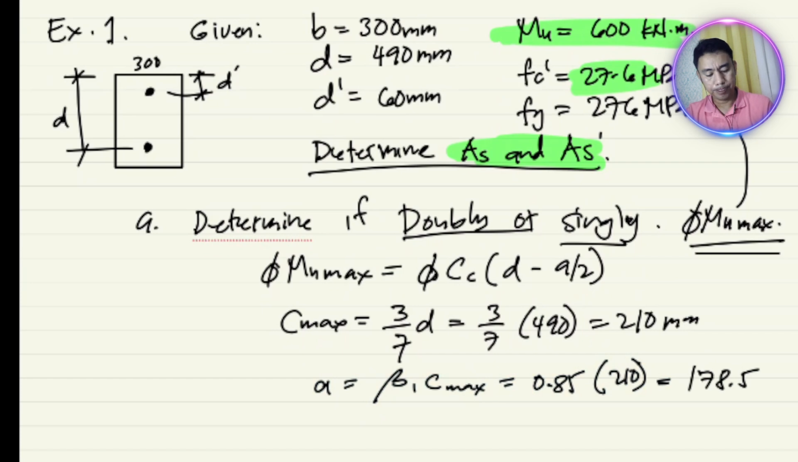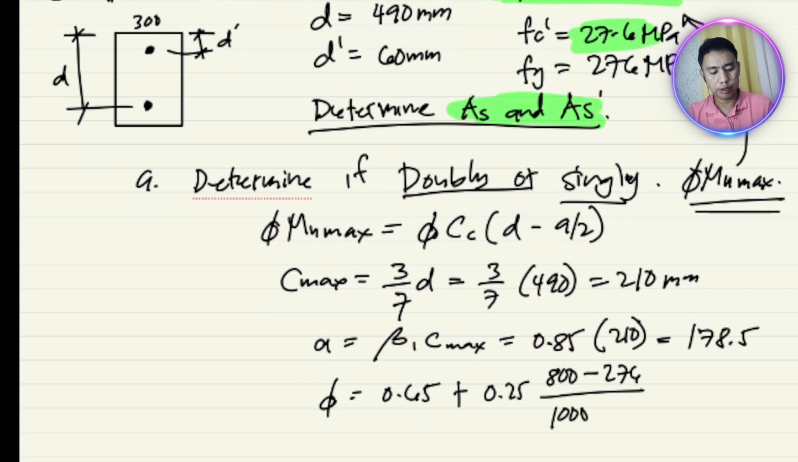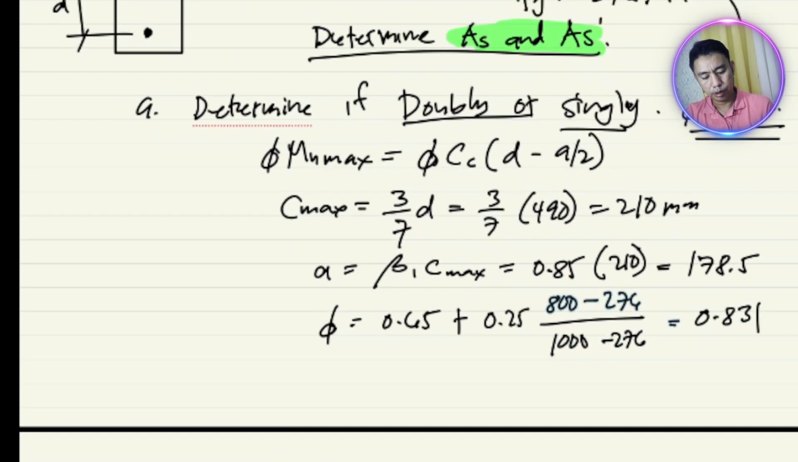Okay? Now, for maximum condition, ang phi natin is equal to 0.65 plus 0.25 times (0.25, 800 minus 276) over (1,000 minus 276). So we got our phi of 0.831 here. Okay?